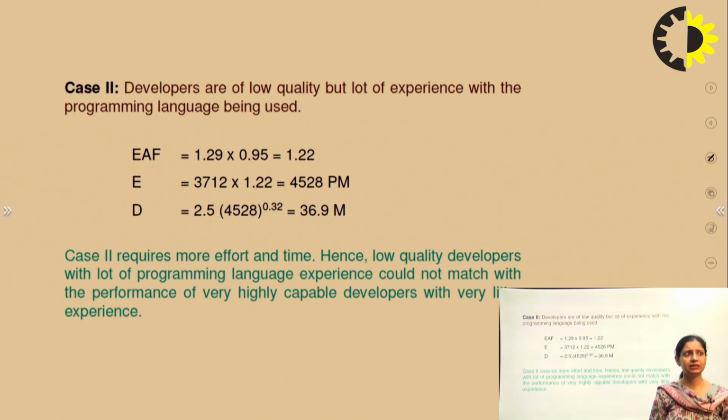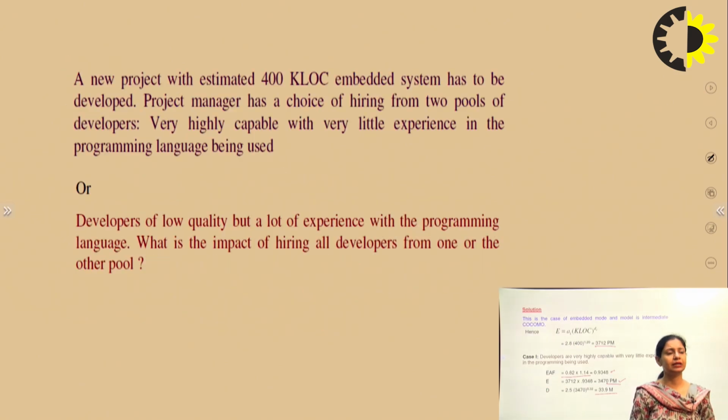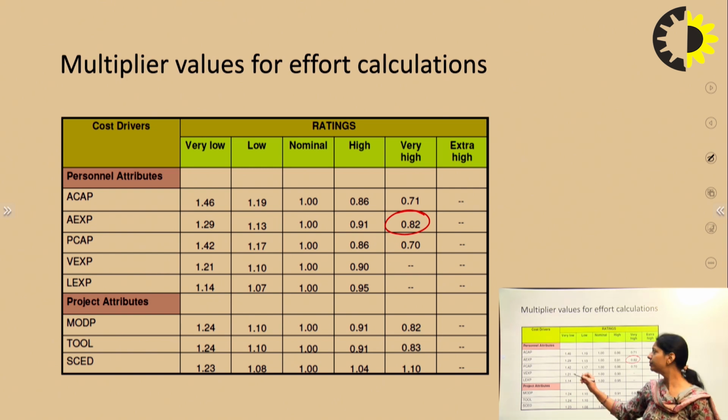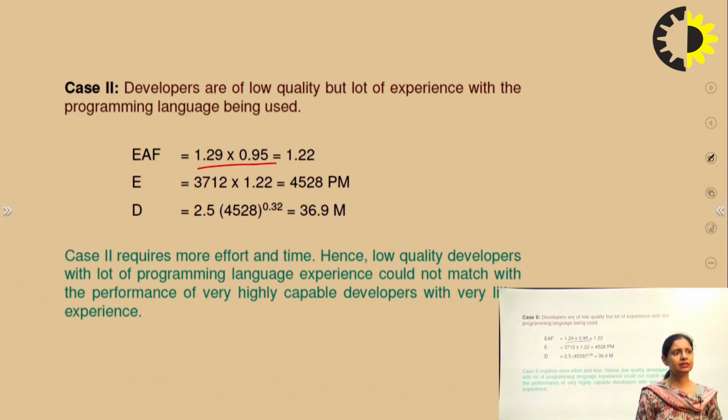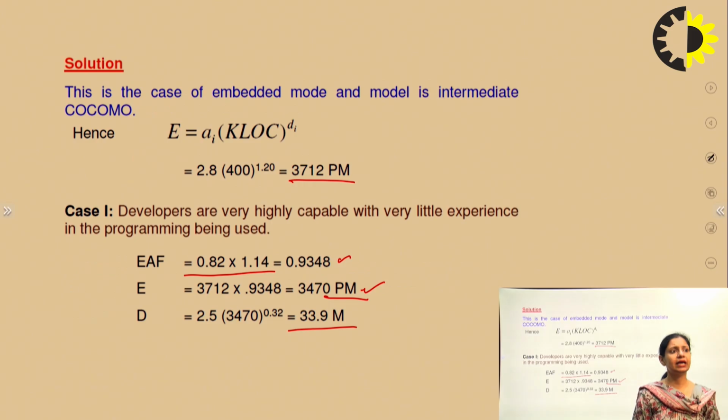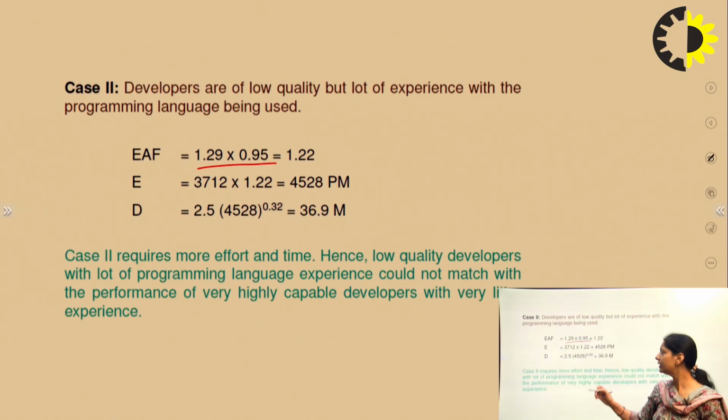The second one says that the developers are of low quality but with lot of experience in the programming language. So, we will multiply these two, the people with low quality and lot of experience with the programming language. So, if we look into the table here, people with low quality and for programming language, we have this high programming language. So, we multiply these two and we get this as the adjustment factor. We already calculated the E. On the basis of that E, we will multiply it with adjustment factor and we get this value, and hence we get the value of D.